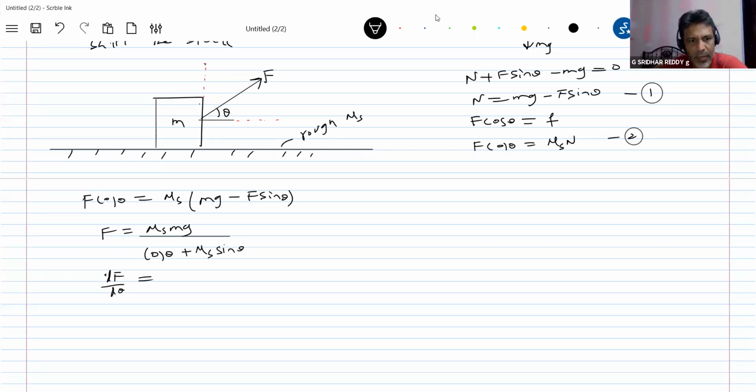So now let me differentiate. Yeah. Sir, F cos theta should be greater than or equal to mu s N, right? Yeah, for it to shift. Yes. Okay, sir. So now I'll differentiate this. So this will be mu s mg by cos theta plus mu s sine theta whole square, into the derivative of this. Derivative of this will be minus sine theta plus mu s cos theta.